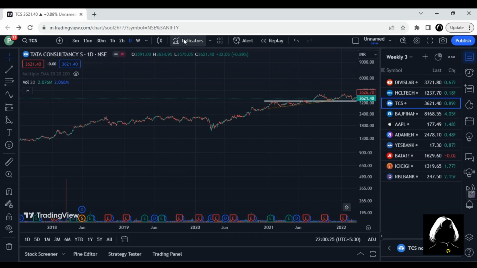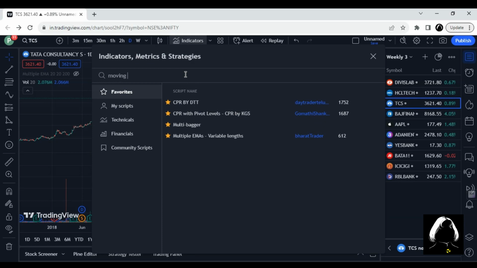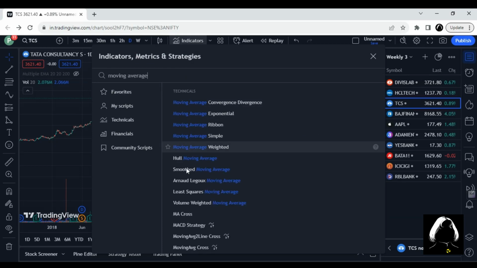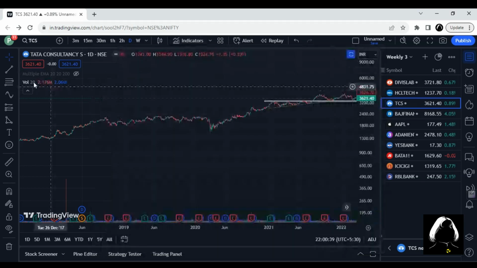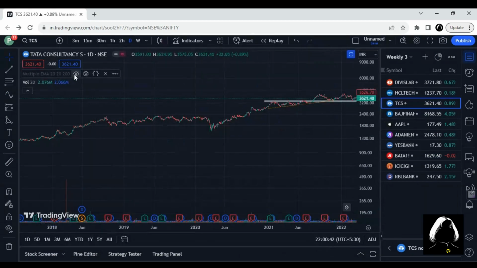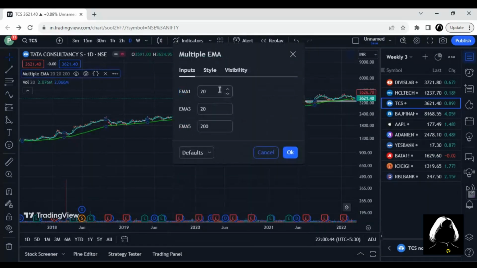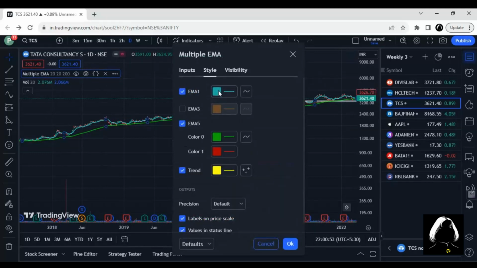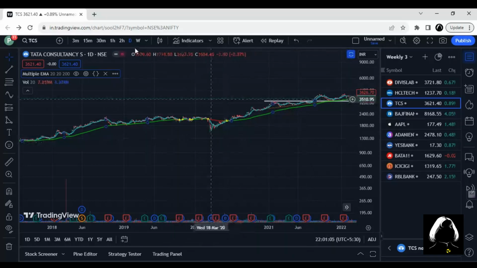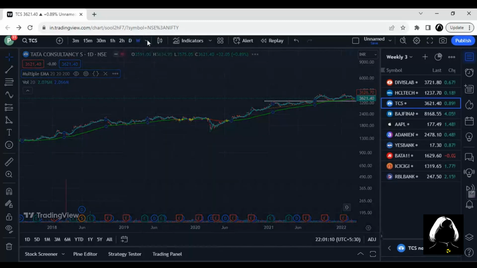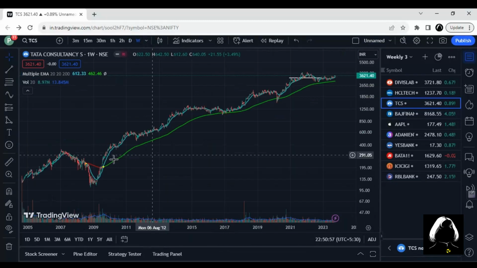So we have to go to the indicator section and type moving average. And once you type this, you will get MA cross. Once you select this, you will get an option here to change the settings. Here I have changed it to 20 and 200 as per our strategy rules, and I have given some colors for each moving average: blue for the 20 moving average, and green and red for the 200-day moving average. And one more setting that we have to do on the chart is the weekly candles. Now the chart settings are ready.